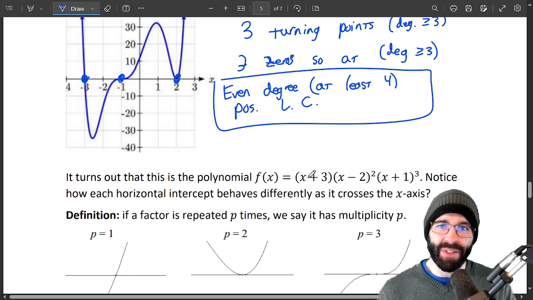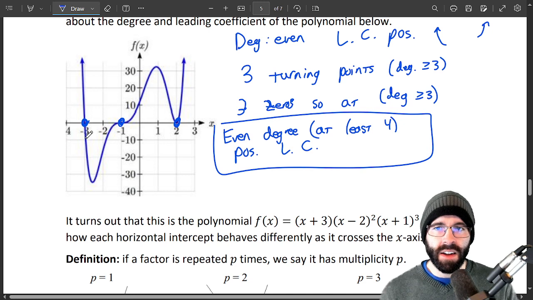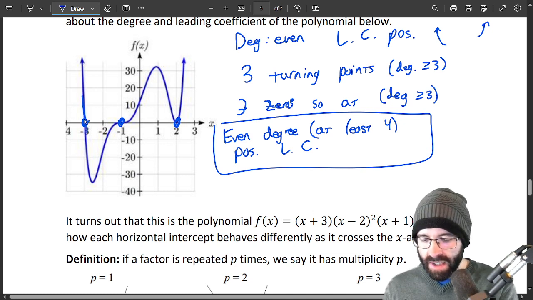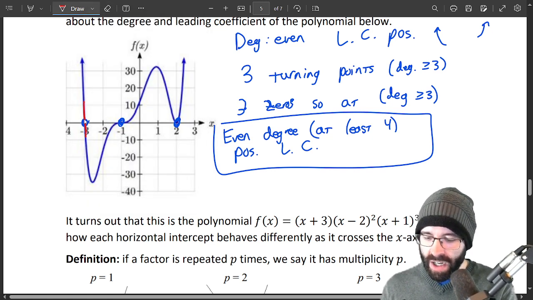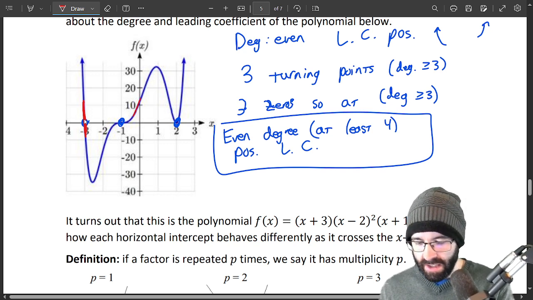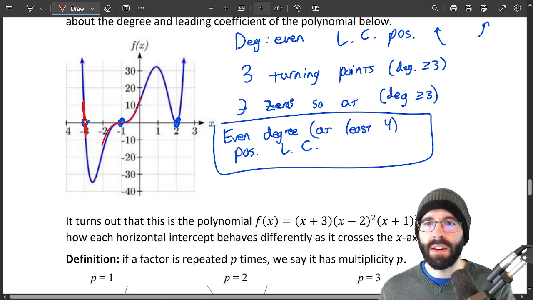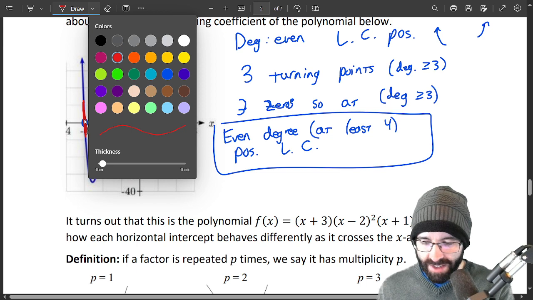Okay, so this is what the function looks like. Notice how each horizontal intercept behaves differently. This horizontal intercept, I need to change colors. Blue on blue is not doing it, Jason. When we cross here, that's one kind of crossing. Notice that this crossing over here, this is also not good for people who are red-blue colorblind.